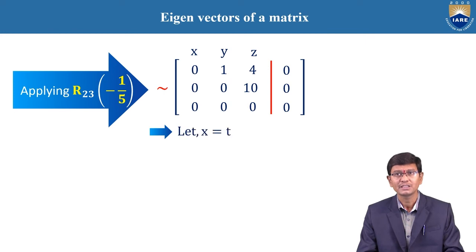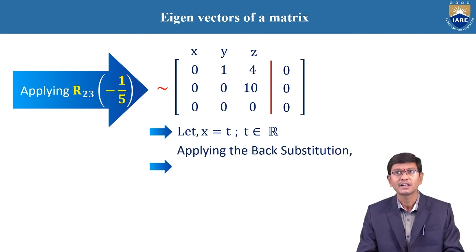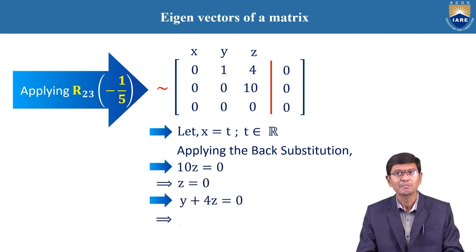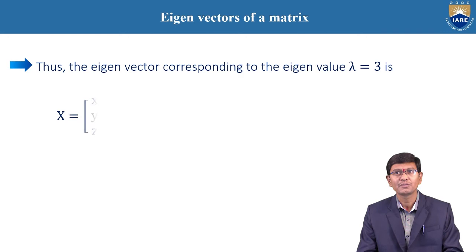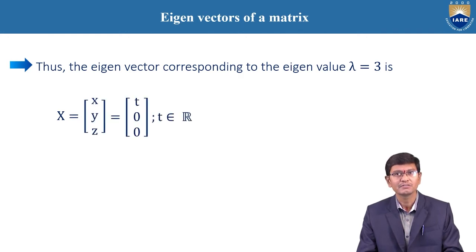Therefore, here the first column is x, the second column is y and the third column is z. Treating x equal to t, for all values of t belonging to R, and applying the back substitution method, 10z is equal to 0, so automatically z is also 0. From the first equation, 4y plus 4z is equal to 0, then y is equal to minus 4z.